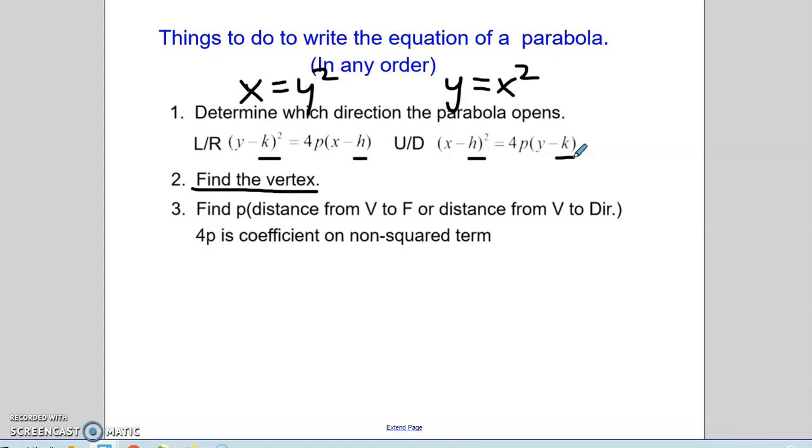Then after you've found the vertex, we still need to find this p value here. That's going to be either the distance from the vertex to the focus or the vertex to the directrix. And 4p is the coefficient, and that's going to be on the non-squared term. So whatever term is not squared, it's going to be outside the y there, or outside the x over here. That's where your 4p goes.